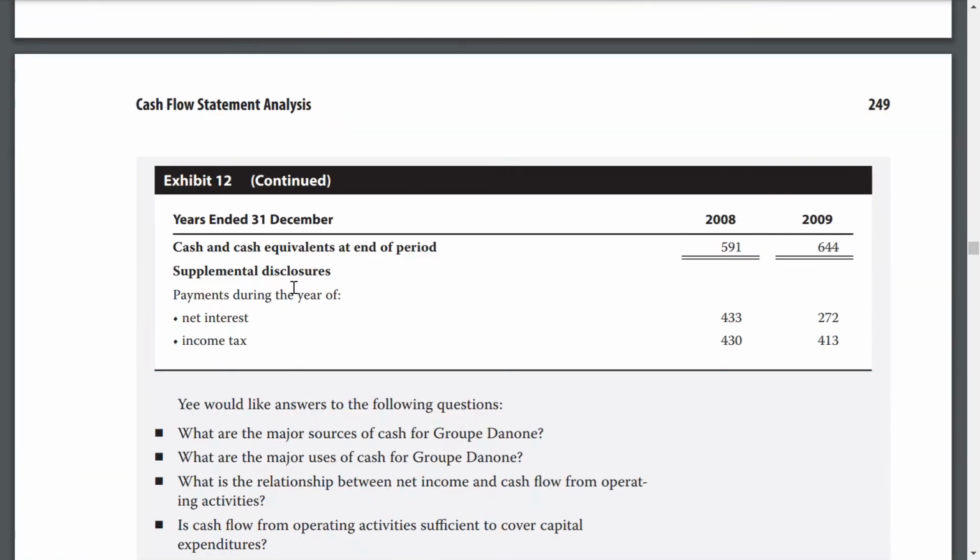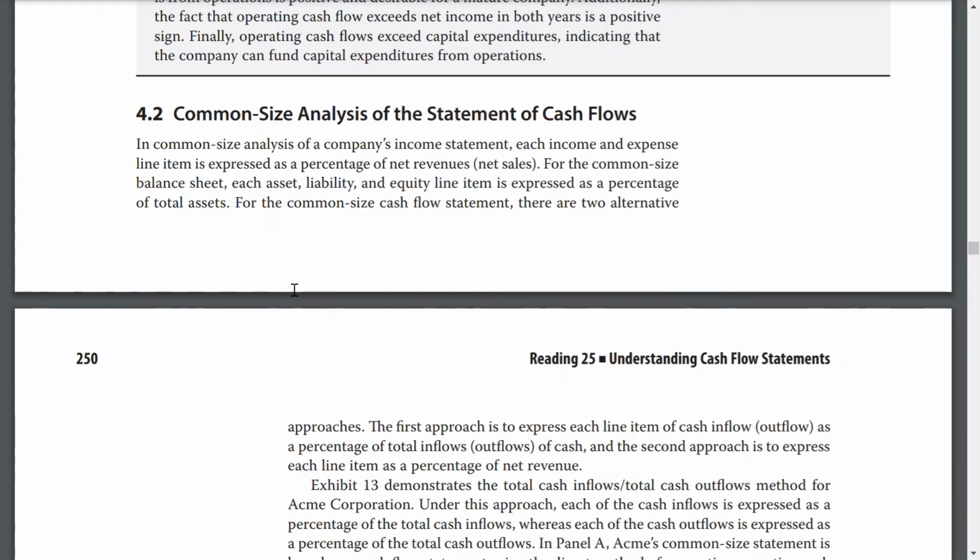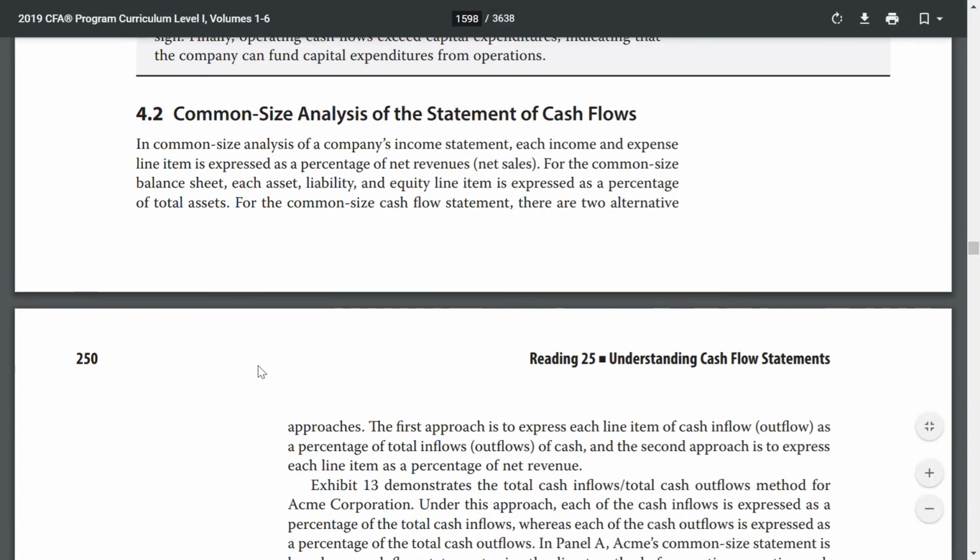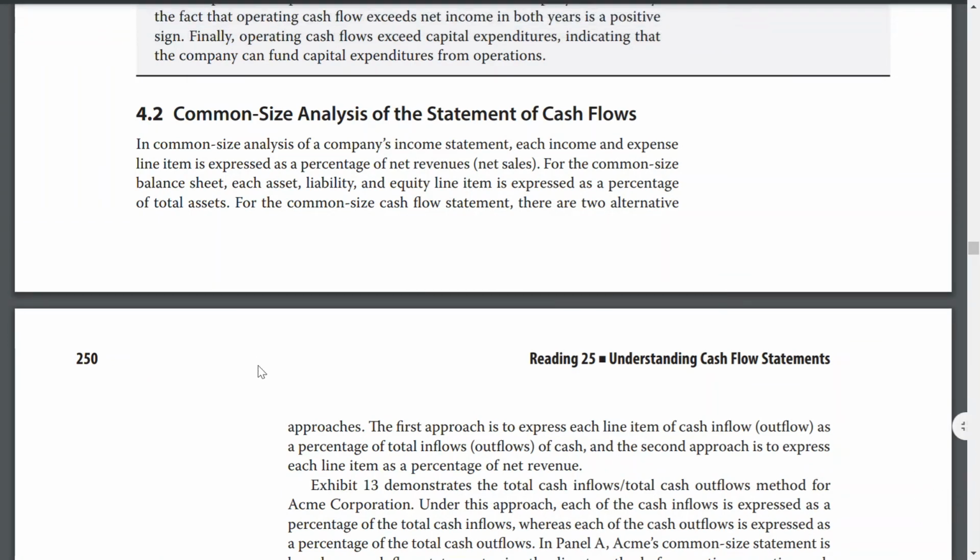Okay, so common size analysis of the statement of cash flows. In common size analysis of a company's income statement, each income and expense line item is expressed as a percentage of net revenues or net sales. For the common size balance sheet, each asset, liability, and equity line item is expressed as a percentage of total assets. For the common size cash flow statement, there are two alternative approaches.